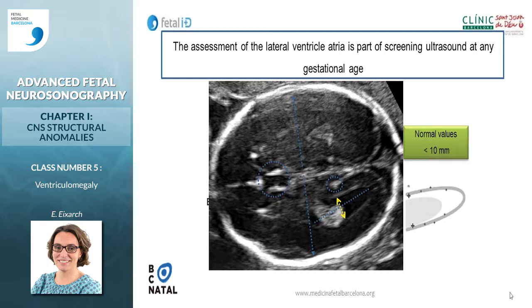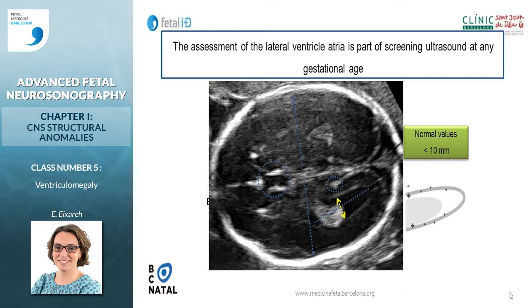To perform its measurement, we should obtain a transthalamic plane with the lateral ventricles and the reference points, which will be the cavum septum pellucidum and the two thalami, being careful to have the two hemispheres in a symmetric way. Once we have this transthalamic plane, we should perform the measurement at this level, perpendicular to the axis of the ventricle and at the edge of the choroid plexus. Nevertheless, depending on the gestational age, the choroid plexus can be more anterior, so we're going to do the measurement at the parieto-occipital fissure. It is important to place the calipers on the internal part of the lateral ventricle.